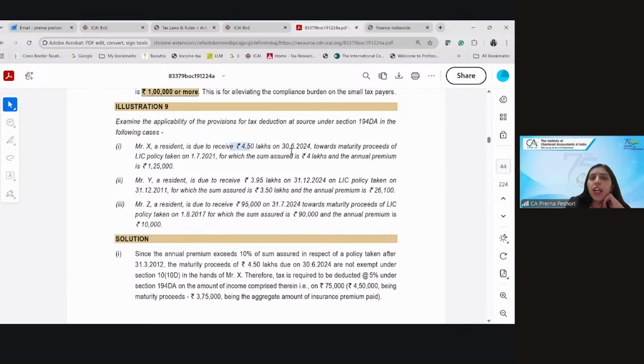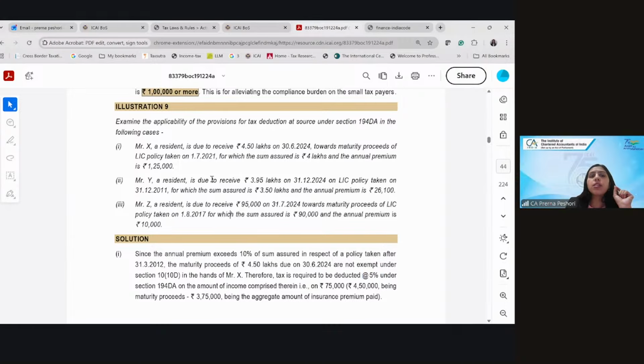So 4.5 lakh minus 1,25,000 into 3, because the policy is maturing on 30th June 2024 and I have taken it in 21. So for 21, 22, 23, for 3 years I have paid the premium. So I will reduce that, and on the balance 75,000 I will have to deduct the TDS at the rate of 2% if it is other than a company. If it is a company, then 10%. Here the 5% old rate is written. It is 2% now. Clear?